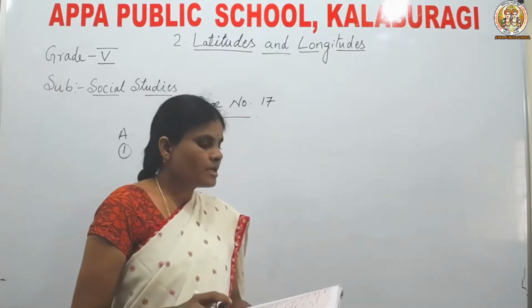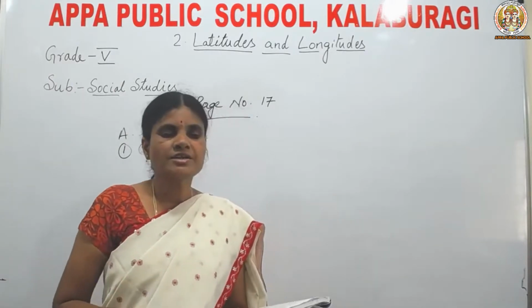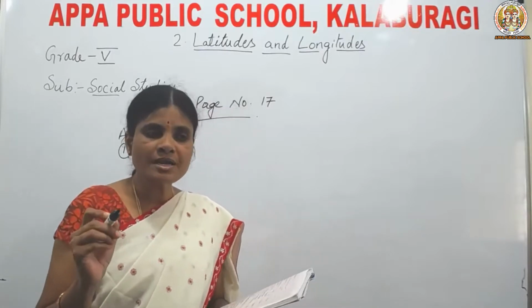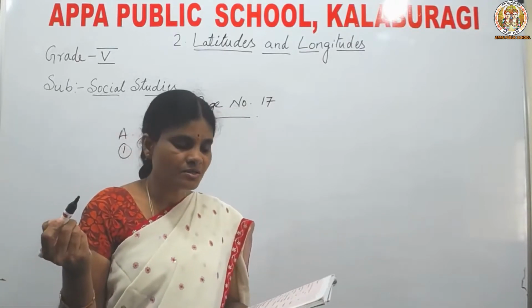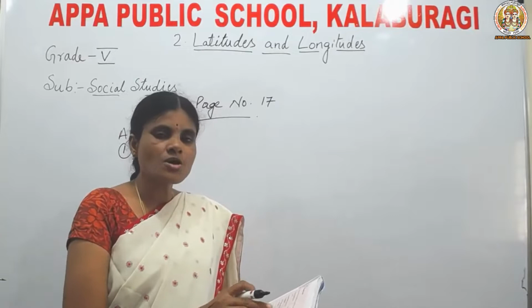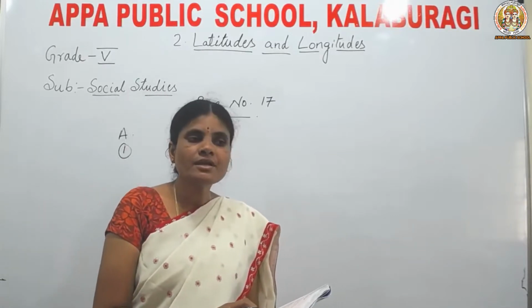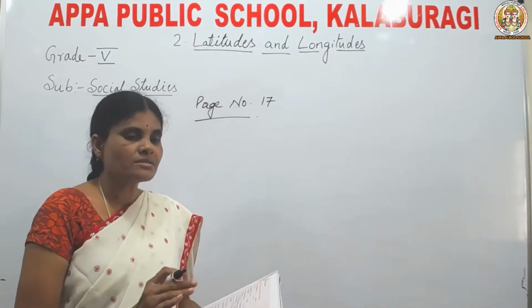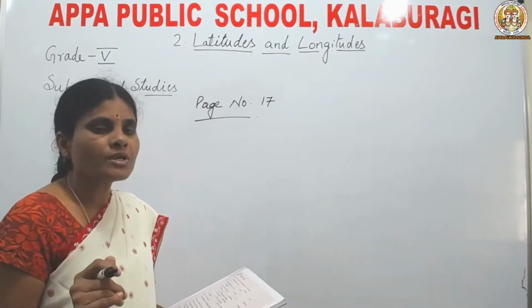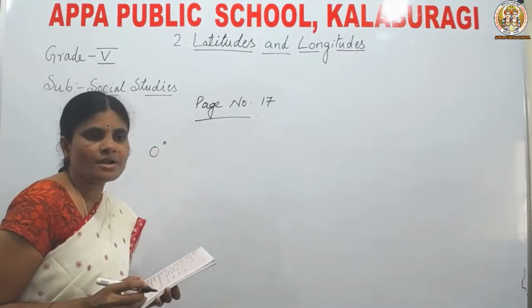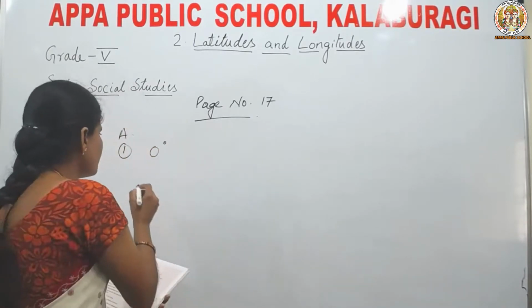Okay, the equator is the dash latitude. Equator is which latitude? 0 degree latitude or which latitude? Here three options are given: 0 degree, 90 degree and 23 degree. Among these three answers, which one is correct? 0 degree latitude is also called the equator. Understood, children? Now, second one.